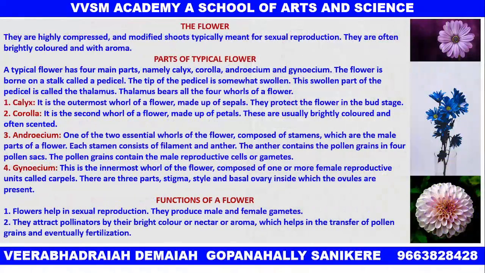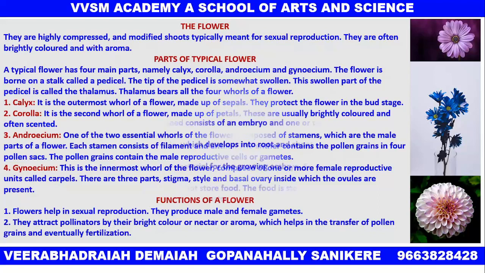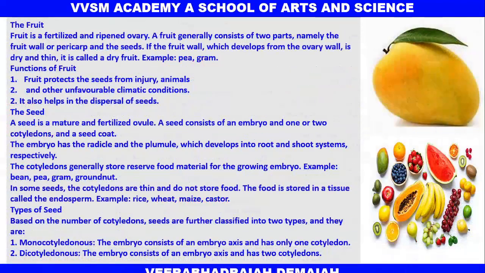The flower. Parts of the typical flower: calyx, corolla, androecium, gynoecium, etc. These are the important parts of a typical flower. Functions of flowers: they help in sexual reproduction. They produce male and female gametes. They attract pollinators by the bright color and nectar or aroma, which helps in the transfer of pollen grains and eventually fertilization. The fruit is an important part in the shoot system.